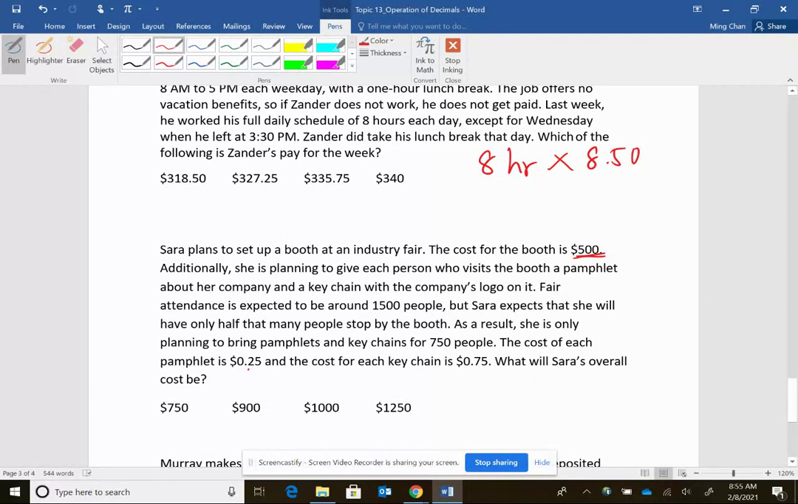All right. So basically, you've got to remember it's 750 people, and all of them get two things, a pamphlet and a keychain. So you take the 750 times 0.25, and the 750 times 0.75, and add them up to see how much money she spent just on pamphlets and keychains. But don't forget, at the end, she also has to pay for the booth. So that's part of the overall cost. That's what this word right here means. Overall means the booth cost plus the pamphlets and the keychains.